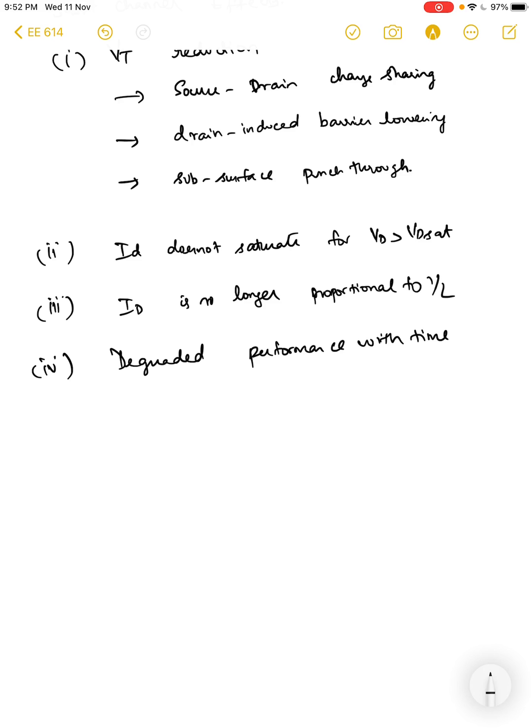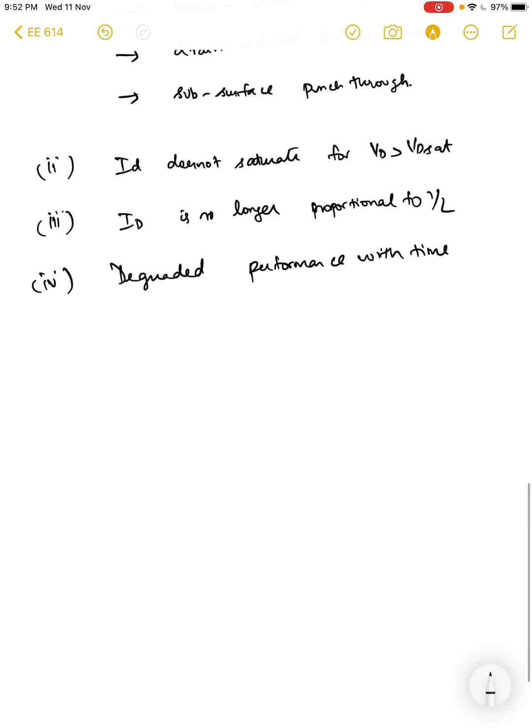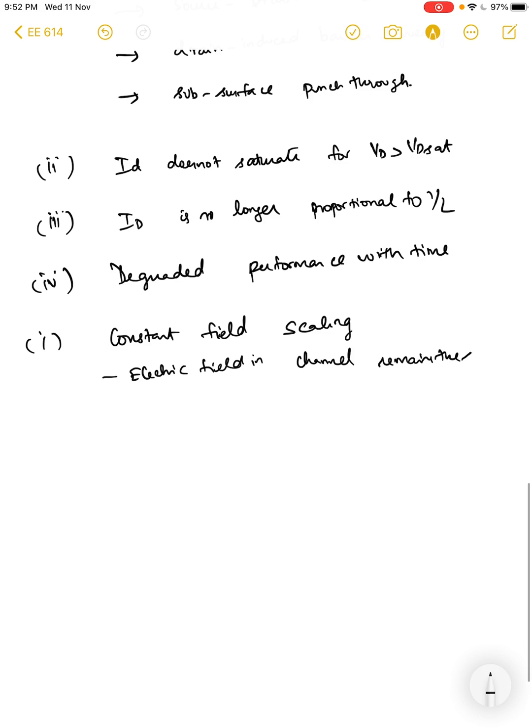So there are two different ways people typically scale. One is called constant field scaling and another one is called constant potential scaling. But let us look at constant field scaling because that is something which is useful. People typically do constant field scaling so that the electric field in the channel remains the same. Why? Because they did not want to deal with velocity saturation effects.